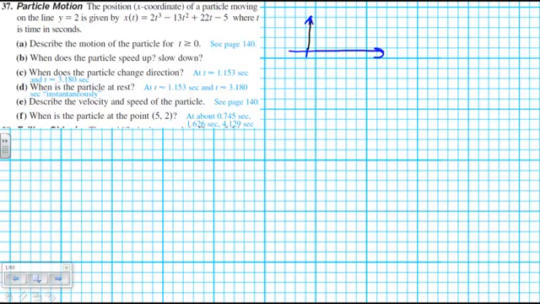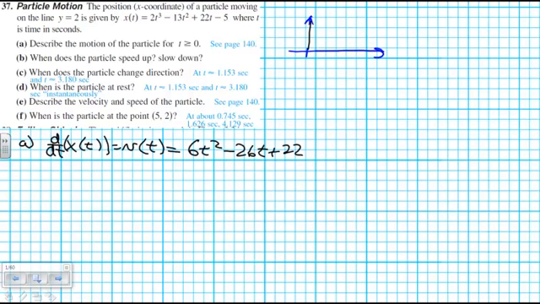So in part A, I'm interested in taking the derivative of our position equation and getting the velocity. When I do that, I get 6t squared minus 26t plus 22. Are you okay with that? Yeah. All right.